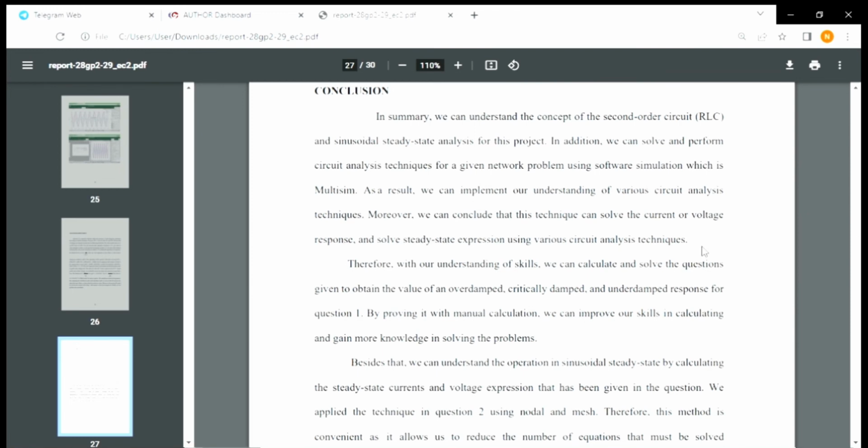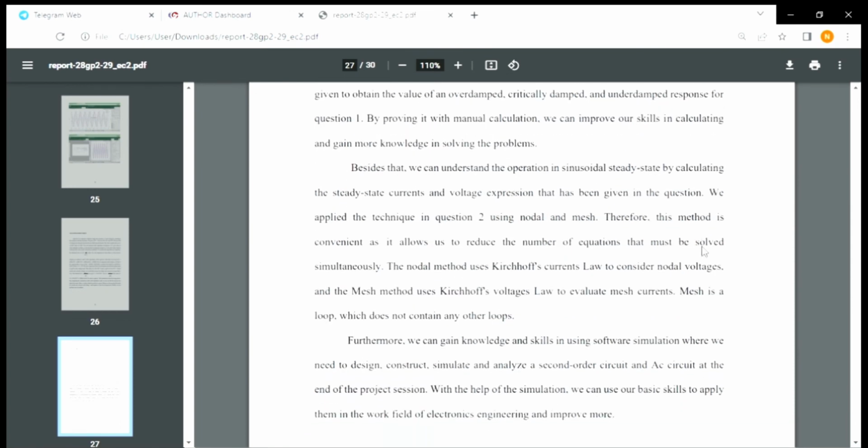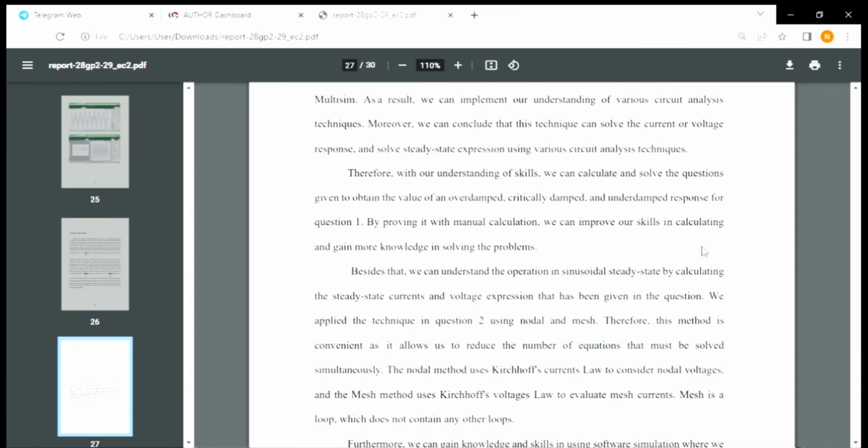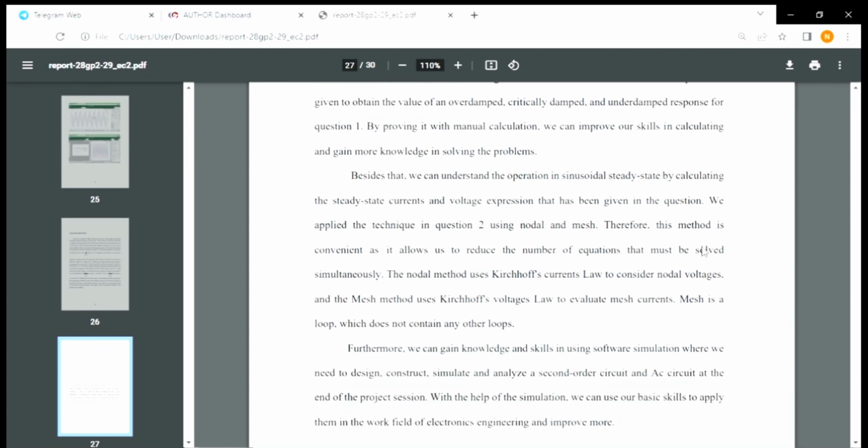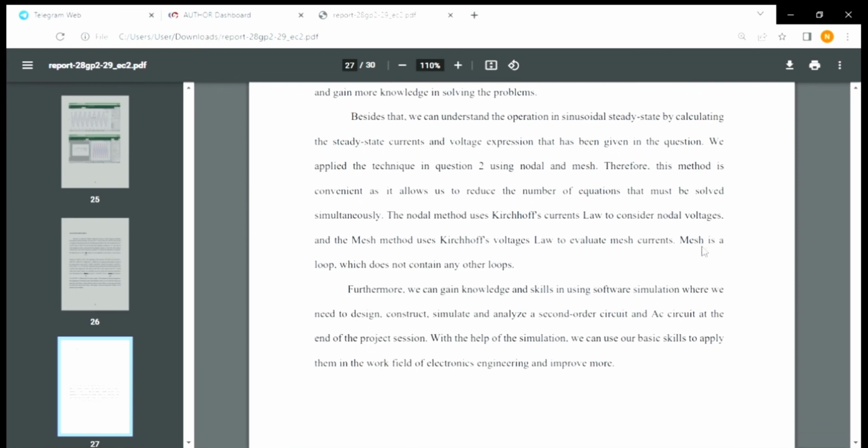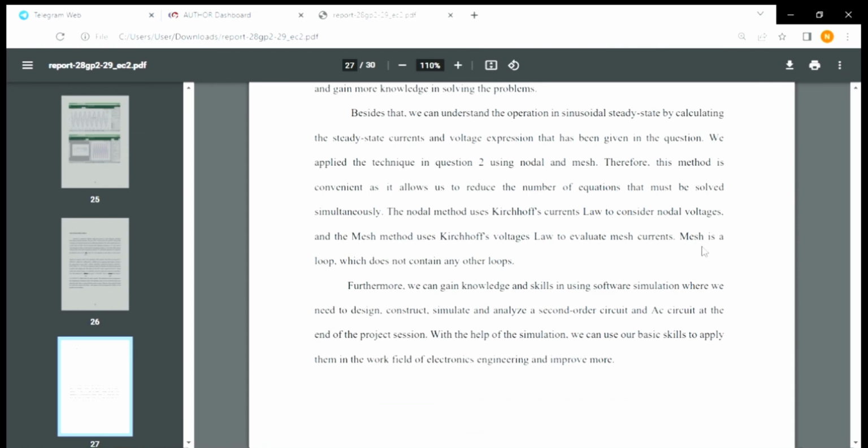As a result, we can implement our understanding of various circuit analysis techniques. We can conclude that these techniques can also solve the current or voltage response and solve steady-state expressions. With our understanding and skills, we can calculate and solve the questions given to obtain the values of overdamped, critically damped, and underdamped response for question 1. And then we can also improve skill in calculating and gain more knowledge in solving problems. We also understand the steady state by calculating the steady state current and voltage expressions, and then we apply that technique in question 2 using nodal and mesh, as I mentioned before in the introduction.